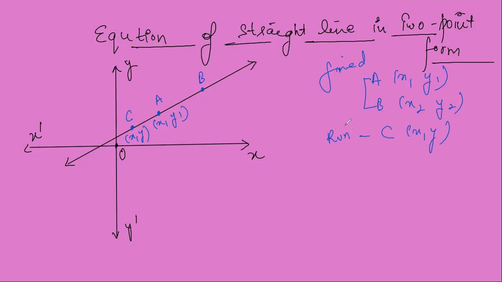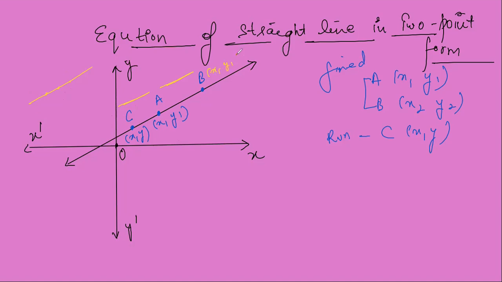Please remember, this is the running point, a random point I have taken on the straight line. Whenever we have a straight line, the slope between any 2 points on the same line is exactly the same, but the points should be consecutive points, one after the other. So the slope between C and A is exactly equal to the slope between A and B.